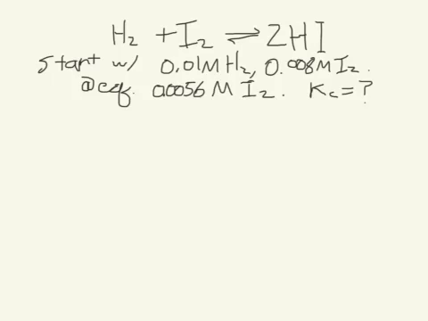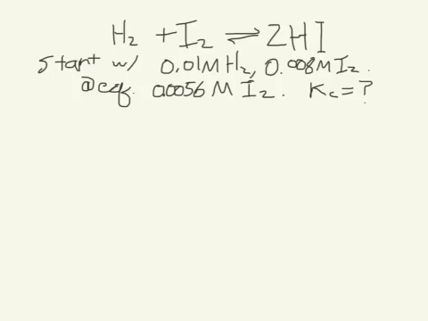We know that the hydrogen concentration is also going to go down some amount, and the HI concentration is going to go up from 0 where it starts. And because there's a stoichiometric coefficient of 2 in front of the HI, we know that its concentration is going to go up twice as much as the H2 concentration goes down. So it gets pretty complicated, as you can see.